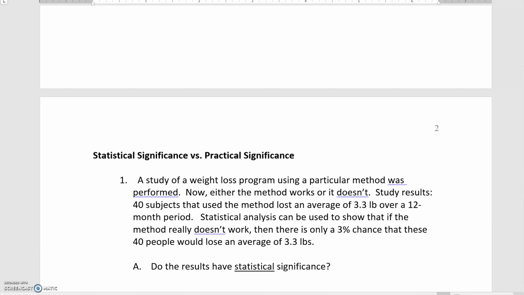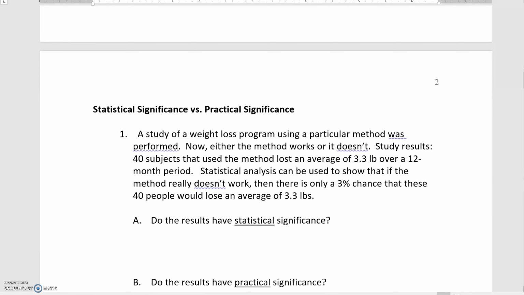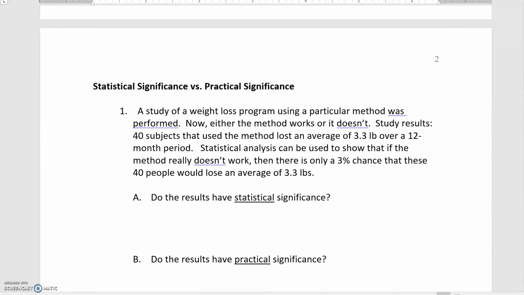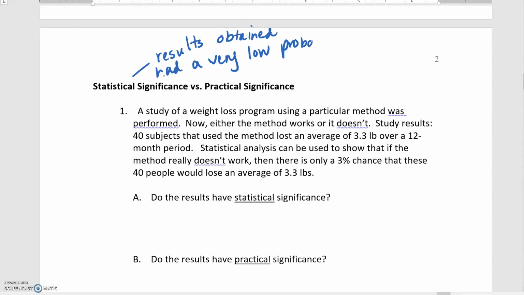In this video, we're going to talk about the difference between statistical significance and practical significance. So first we need to define what we mean by statistical significance. Results from a study or an experiment have statistical significance if the results obtained had a very low probability of occurring just by chance.